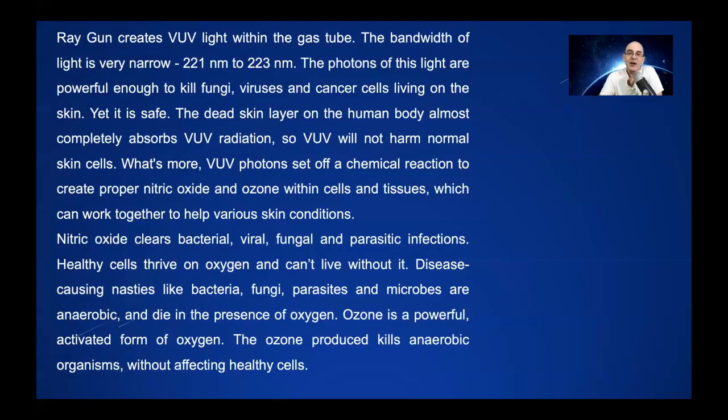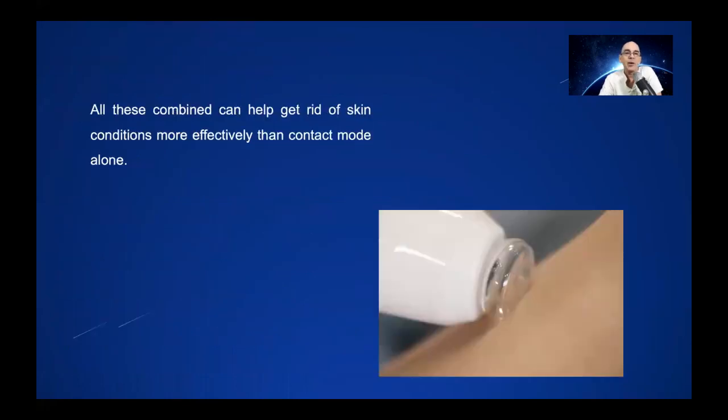Now, ozone is a powerful activated form of oxygen. And the ozone produced kills anaerobic organisms without affecting healthy cells. Now, many of you would have heard of ozone therapy, where they take your blood, inject ozone into the blood and reintroduce it into your body. That's a very powerful therapy which addresses a great number of conditions, life-threatening conditions. Well, ray gun produces ozone. All of these combined can help get rid of skin conditions more effectively than contact mode alone.